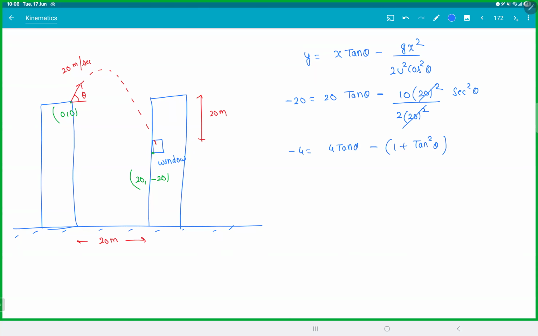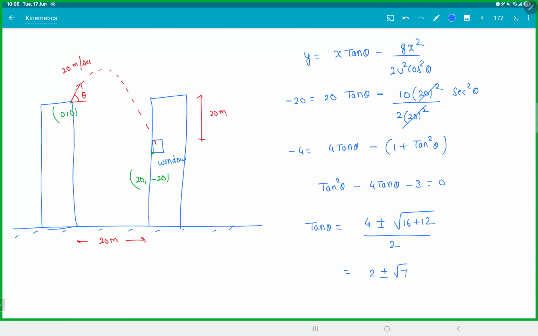You get a quadratic in tan. So this will be tan square theta minus 4 tan theta minus 3 is equal to 0. So tan theta will be 4 plus or minus root of 16 plus 12, by 2. This will be 2 plus or minus, how much is that? 28. So that will be root 7.